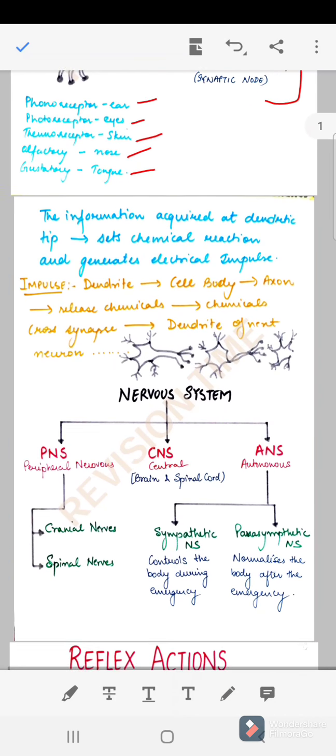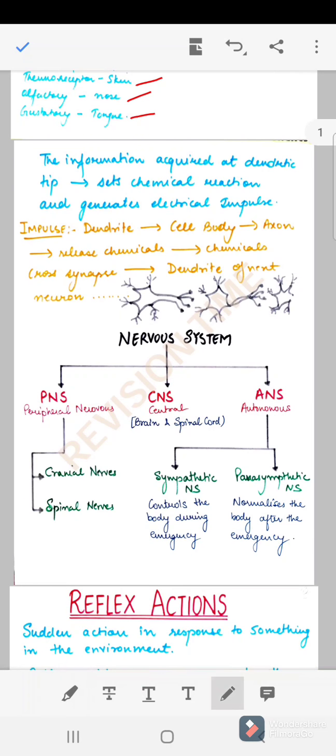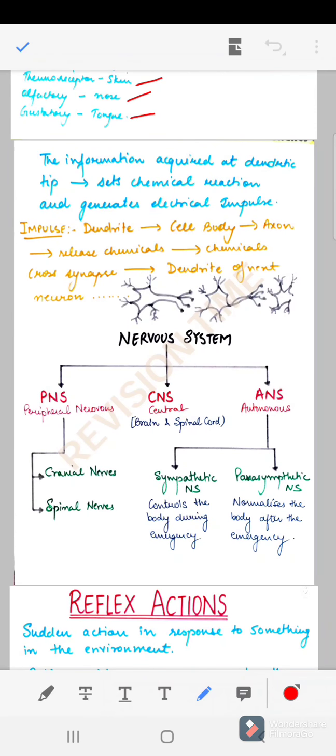Now what happens? The information is acquired at the dendrite tip, and this information sets up a chemical reaction and generates an electrical impulse. Now what is the fate of this electrical impulse? This impulse goes from the dendrite towards the cell body, then towards the axon, and it releases chemicals, and the chemicals cross the synapse.